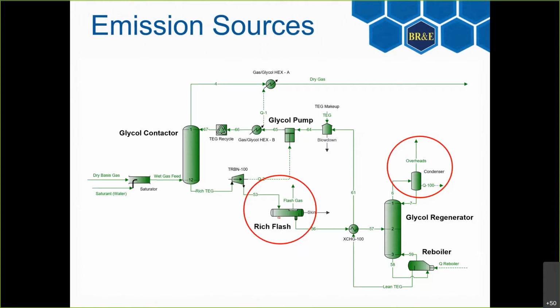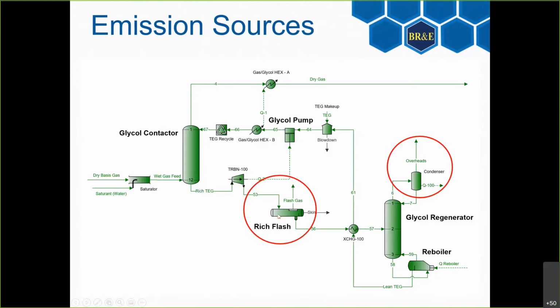So let's just go over where we will have emissions from this unit. I mentioned before that as your TEG picks up water in the glycol contactor and pulls it into that liquid phase, we're also going to pick up some hydrocarbons. There are heavier hydrocarbons that specifically have an affinity for TEG. You might have heard of BTEX before. This is your benzene, toluene, ethylbenzene, and xylenes. They have a pretty strong affinity for staying in that glycol phase.